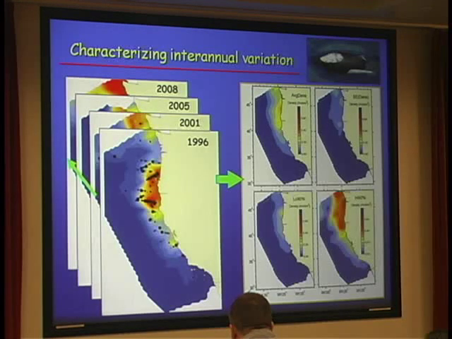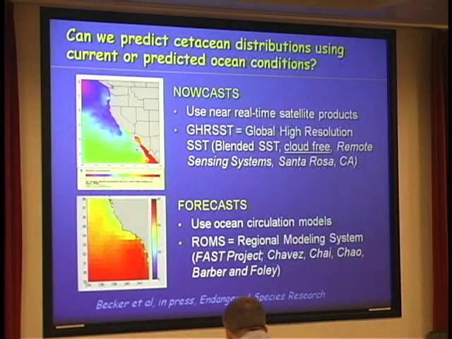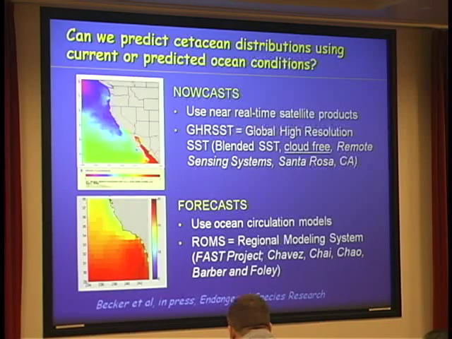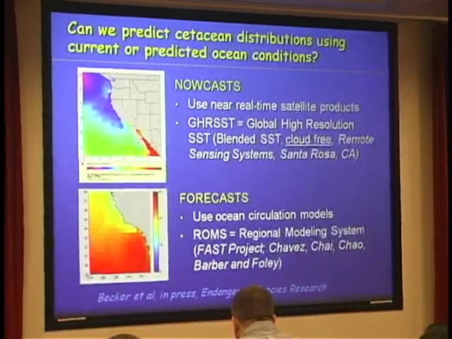And that last point is kind of important because it still doesn't tell us about what's going to happen tomorrow or next year. And that's what I want to get into a little bit here. So the other question we had, and this is work that Elizabeth Becker has in a paper in press right now, and I should mention that both Jay and Elizabeth are here in the audience, so if you have any questions, I'll make them answer later. But we wanted to see whether we could use some near real-time satellite products or forecast models like the Regional Ocean Modeling System to actually predict where we would see animals on scales of days, weeks, or months.